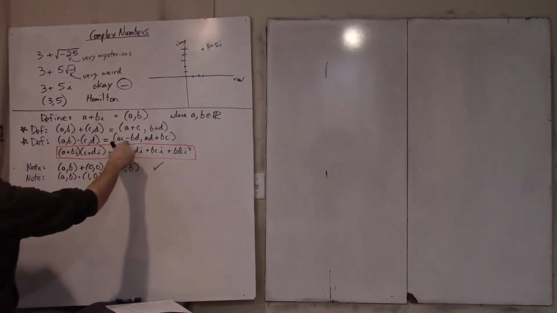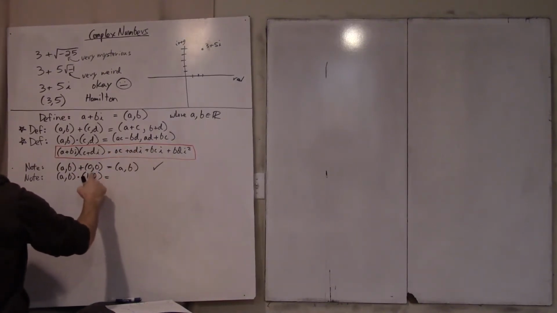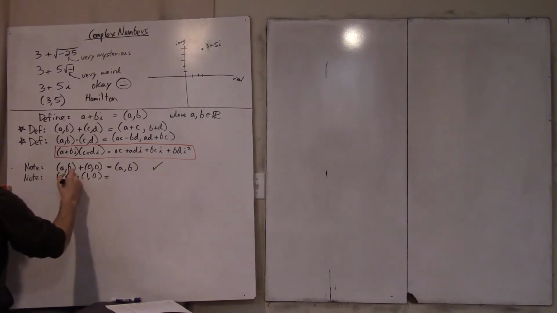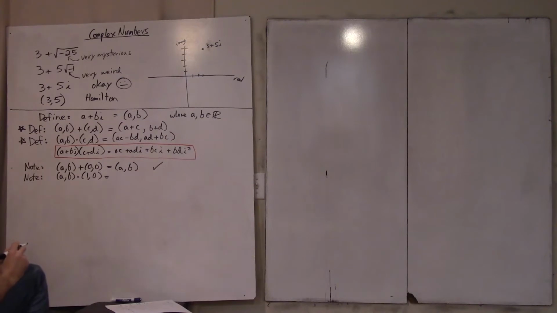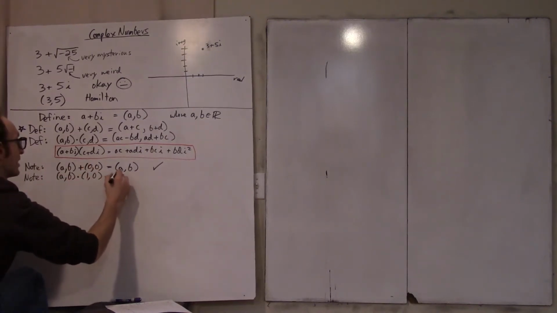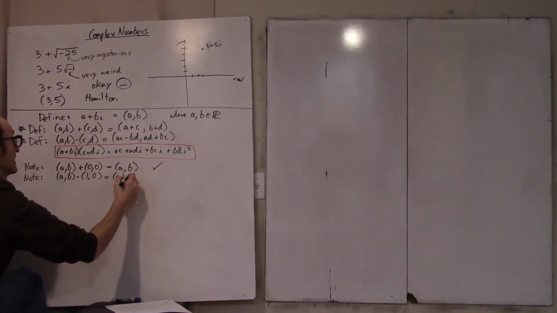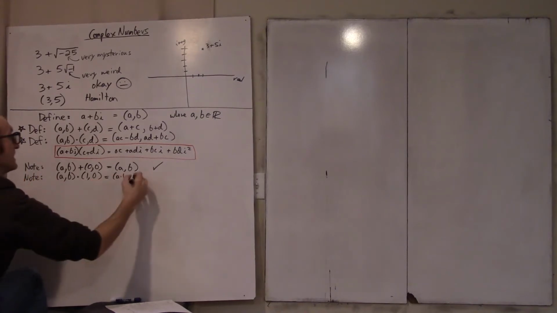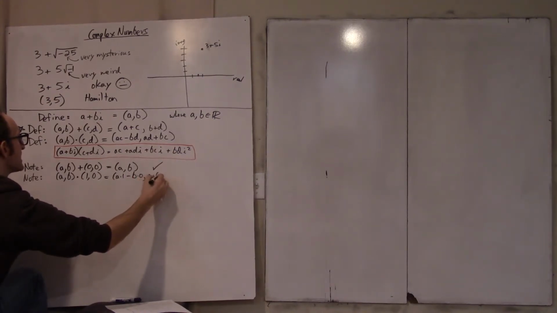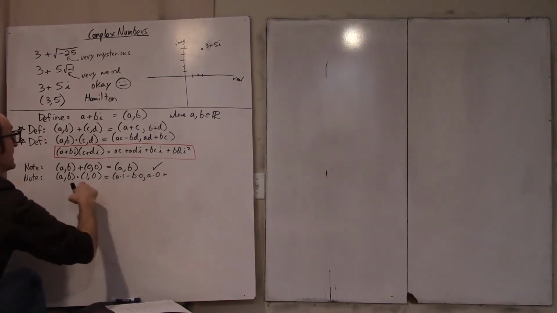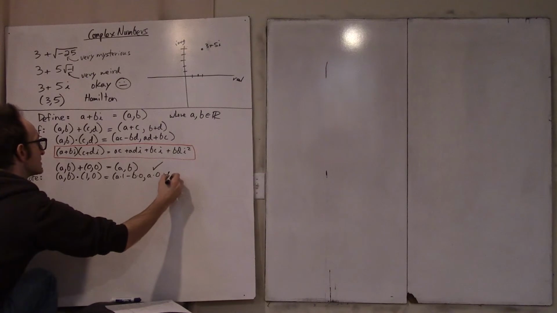now using my blind definition of complex number multiplication, what do I get? Well, what I get is ac, so a times 1 minus bd, so that's minus b times 0, comma, ad, so a times 0, plus bc, so that's b times 1.